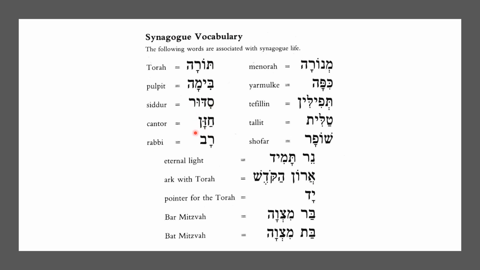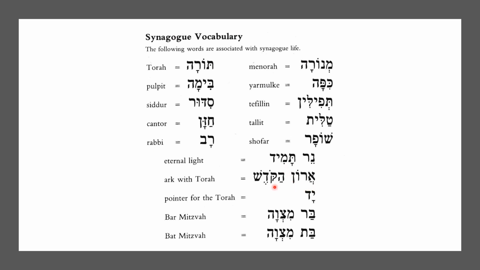A chazan is the cantor, the one who sings the melodies. Rav is rabbi. Ner tamid: over the ark where the Torah scrolls are kept, there's an eternal light. There's a lamp that's left on all the time. It's called a Ner Tamid, eternal light.